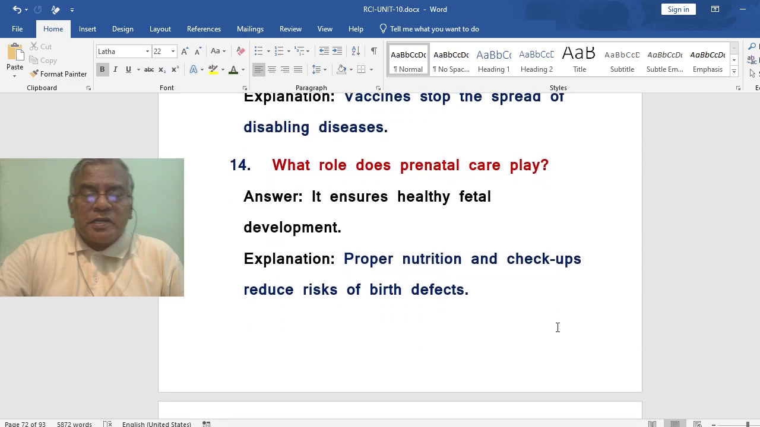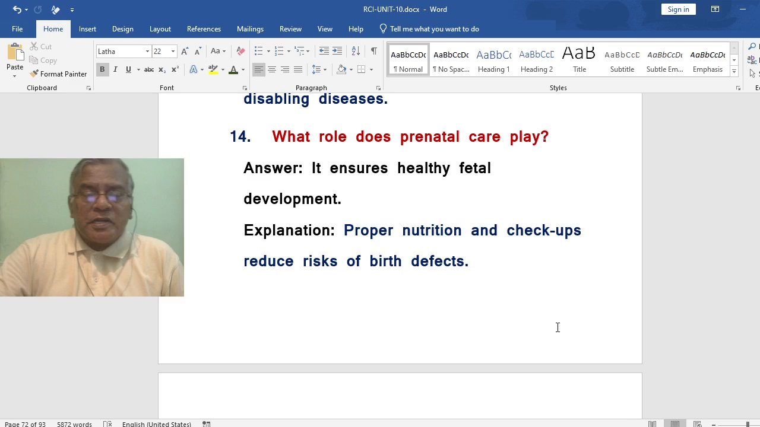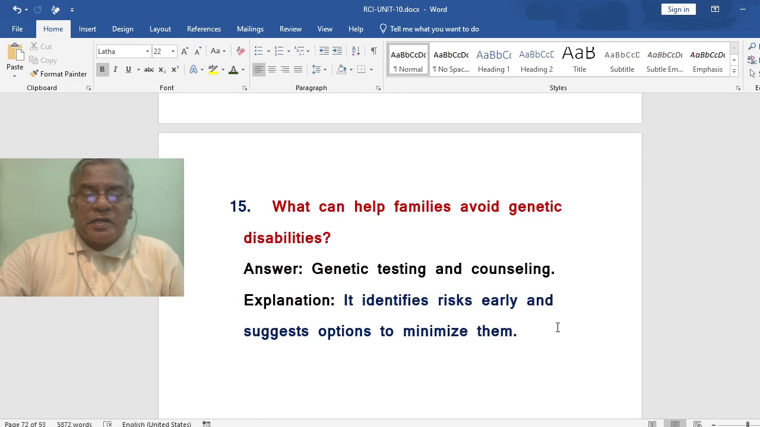What role does prenatal care play? It ensures healthy fetal development. Proper nutrition and checkups reduce the risk of birth defects.